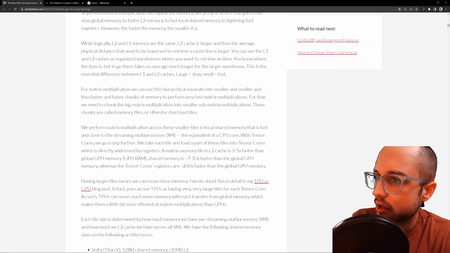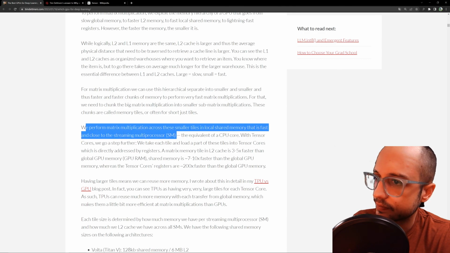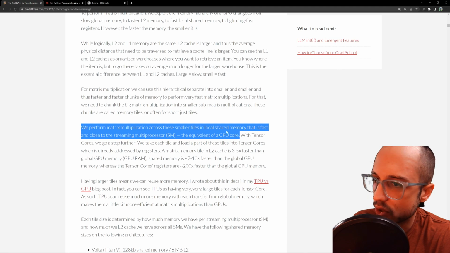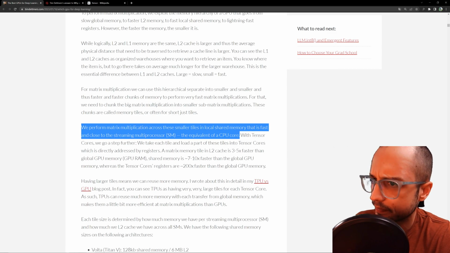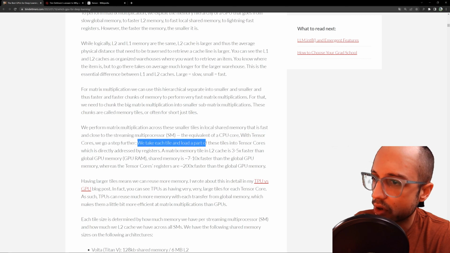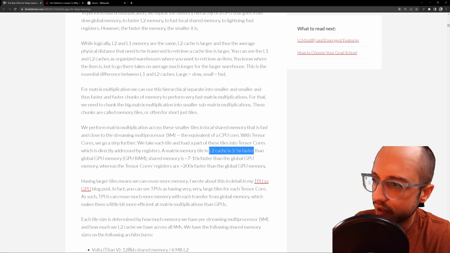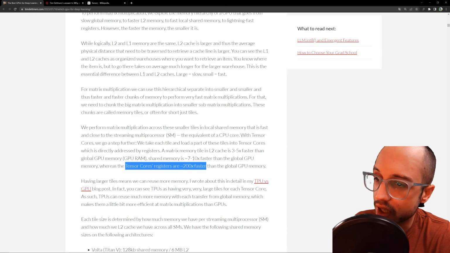We perform matrix multiplication across these smaller tiles in local shared memory that is fast and close to the streaming multiprocessor, basically the equivalent of the CPU core, which is the component that's actually doing the operation. With tensor cores, we go a step further. We take each tile and load a part of the tiles into the matrix memory. A tile in L2 cache is 3 to 5 times faster than global GPU memory, which is your GPU RAM. Shared memory is 7 to 10 times faster than the global GPU memory. And then the tensor core registers are 200 times faster.